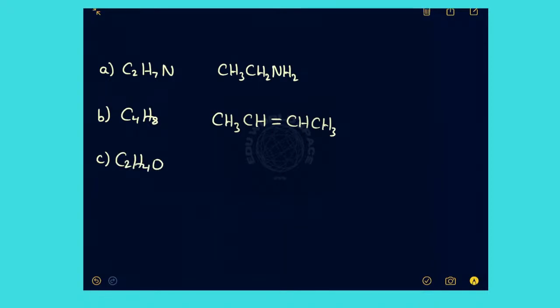For C, we have C2H4O, and a possible structure here is CH3CHO as an aldehyde. And for D, we have CH2O2, and a possible structure here can be HCOOH as a carboxylic acid.